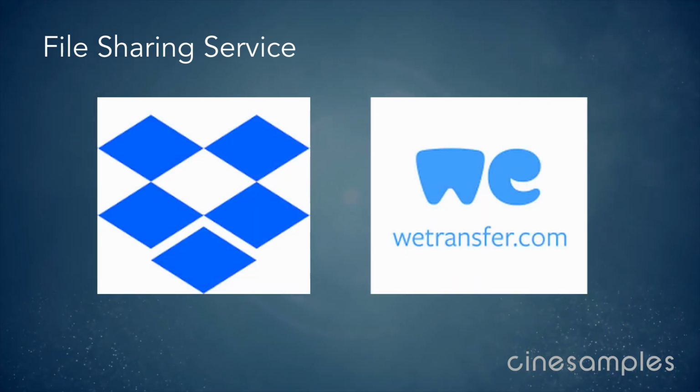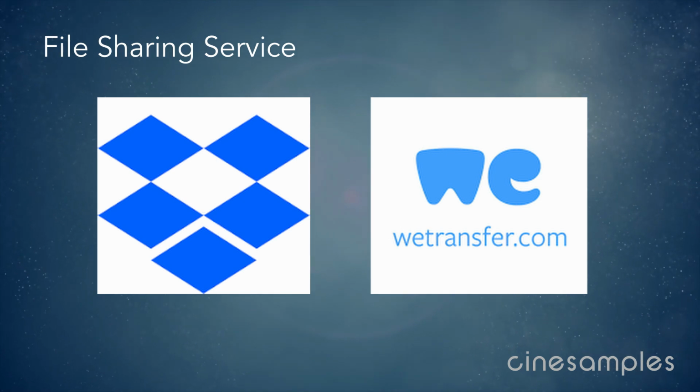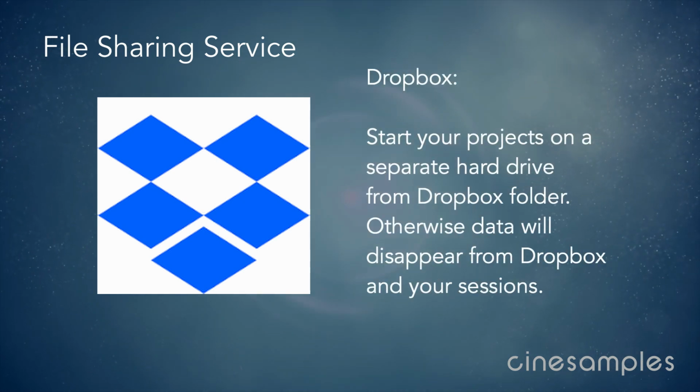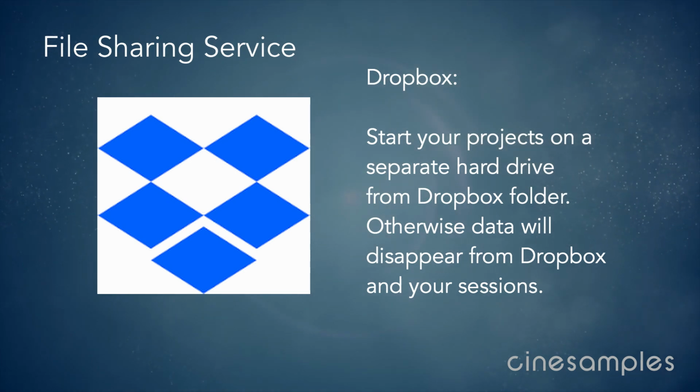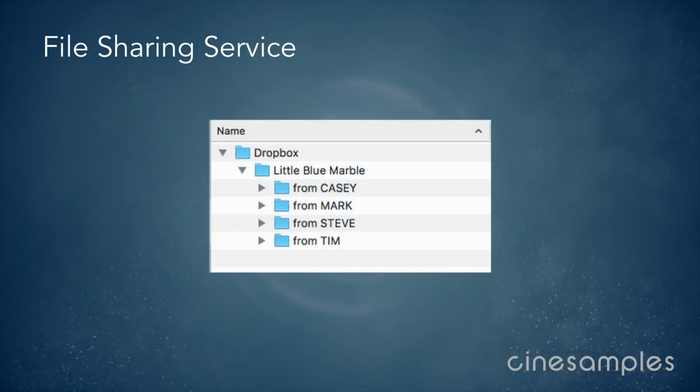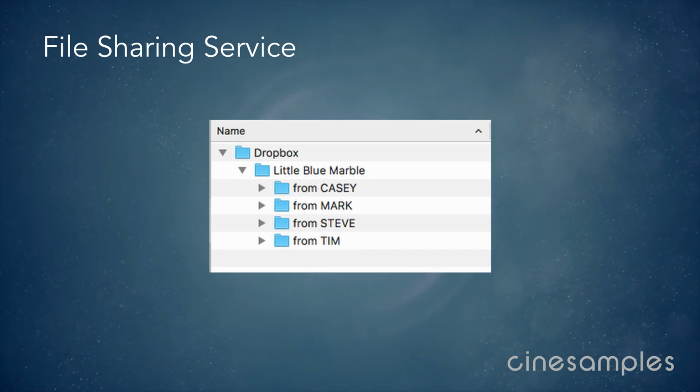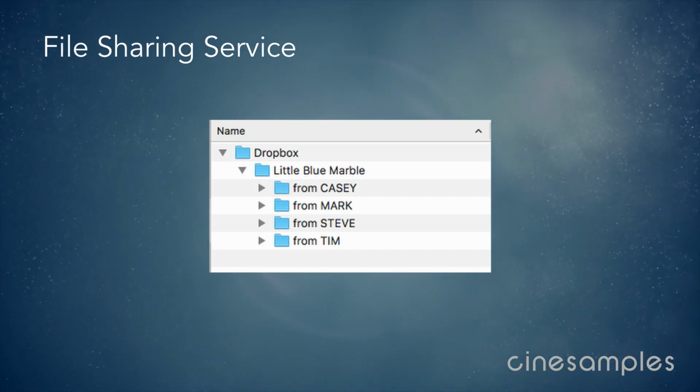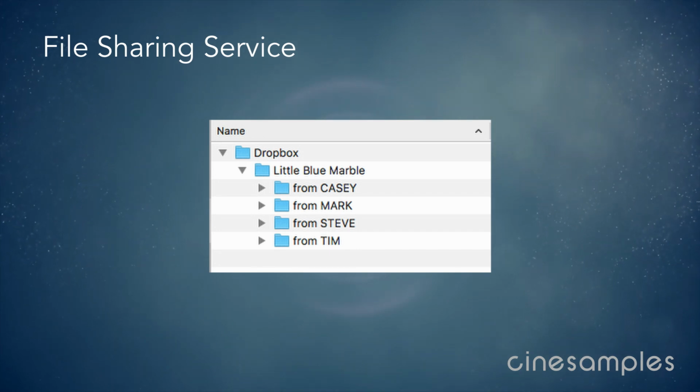Choose a file sharing method that works for everybody in the group, either Dropbox or WeTransfer, perhaps. There are others. If you use Dropbox, I highly recommend working on a separate volume or a hard drive from your Dropbox drive. Keep your session data on a separate hard drive. Otherwise, if you drag files to and from your Dropbox folder and into your session, they will disappear from your session folder and your collaborators' Dropbox folders. So copy and pasting is the safest method. On Dropbox, create a folder also called Little Blue Marble. Inside that, create the same subfolders for each collaborator that you have in your 1 LBM file sharing folder.